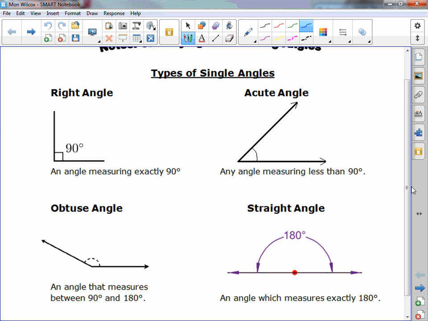And then last, your straight angle, it's like a straight line. It measures exactly 180 degrees. So your obtuse angle is between your right angle and your straight angle, because it's more than 90, but less than the 180.